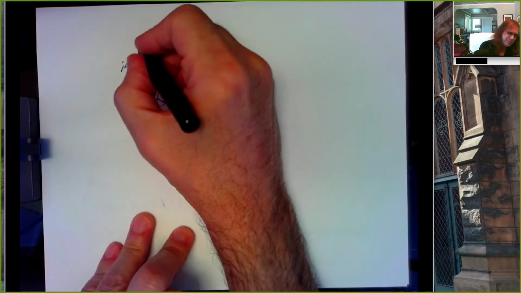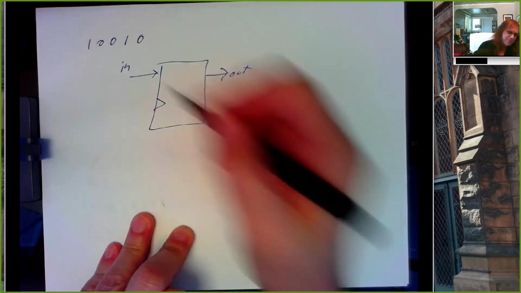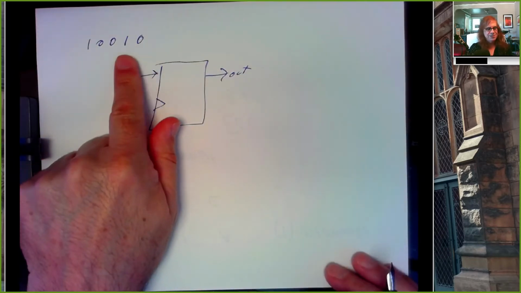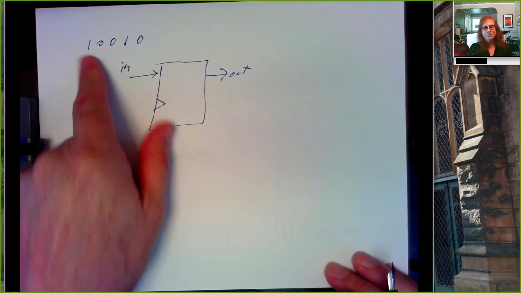So if I input a 0, 1, 0, 0, 1, 16 clock cycles later I'll see a 0, the next click I'll see a 1, and then a 0, and then a 0, and then a 1.